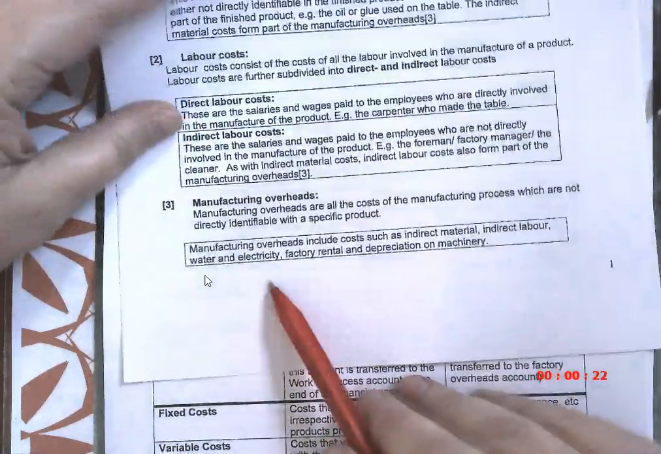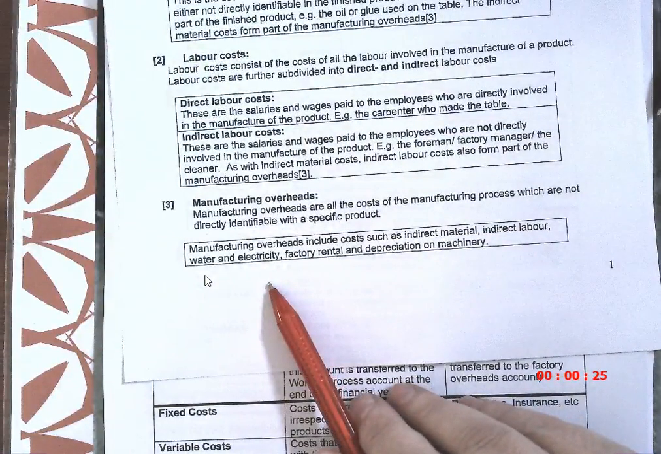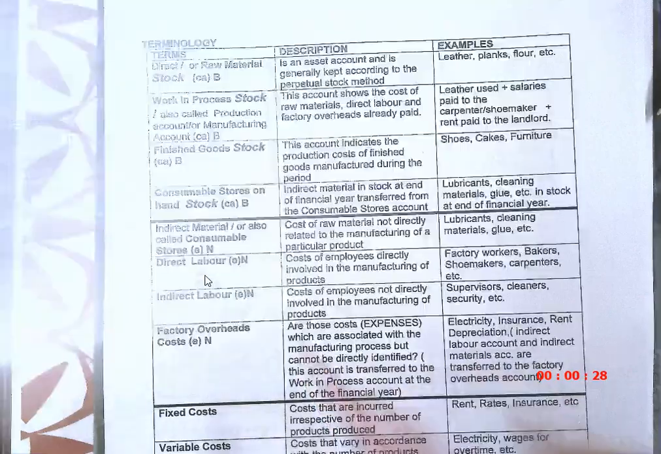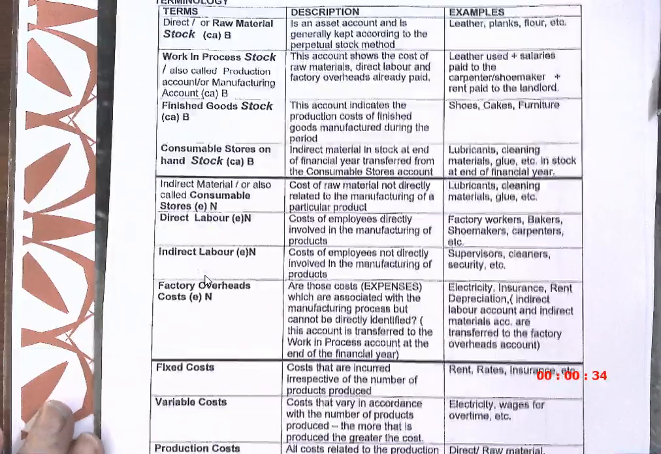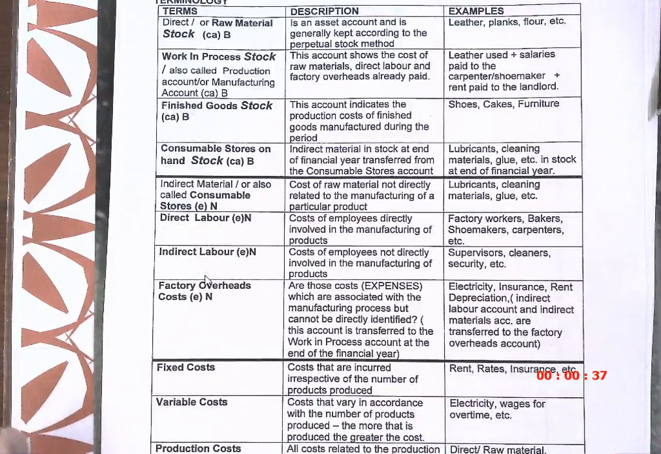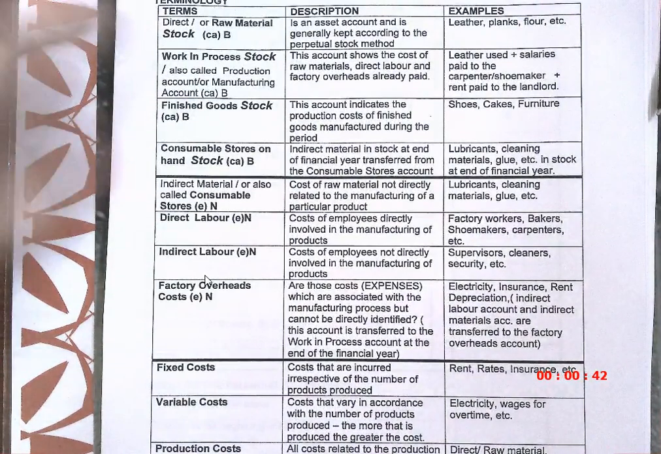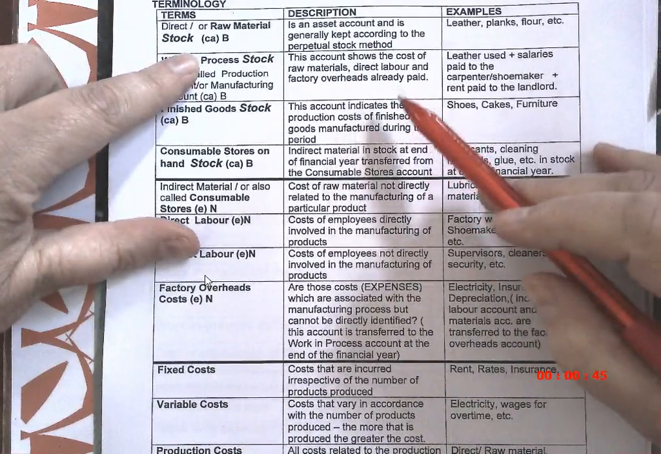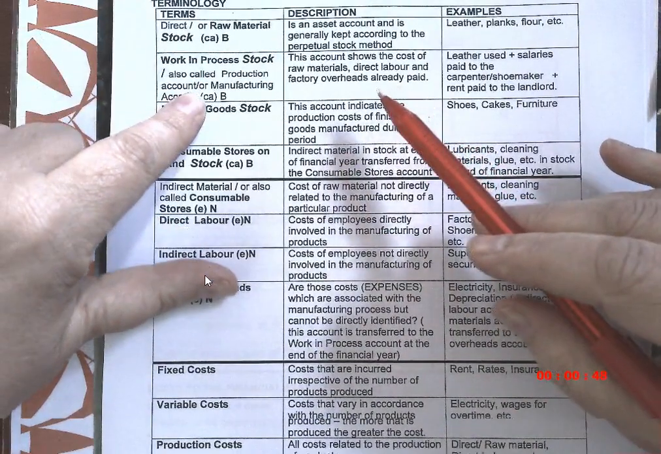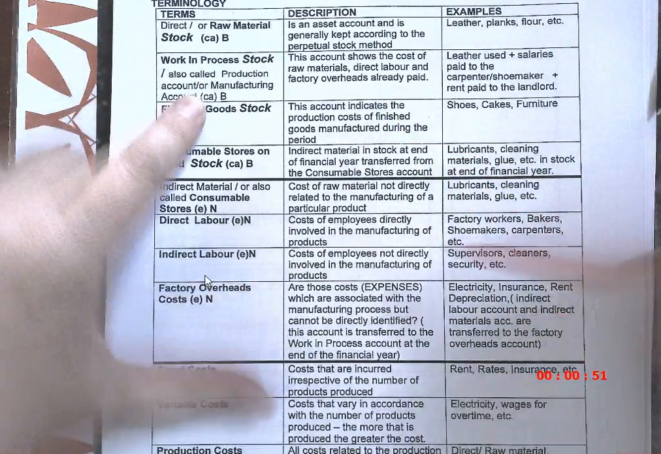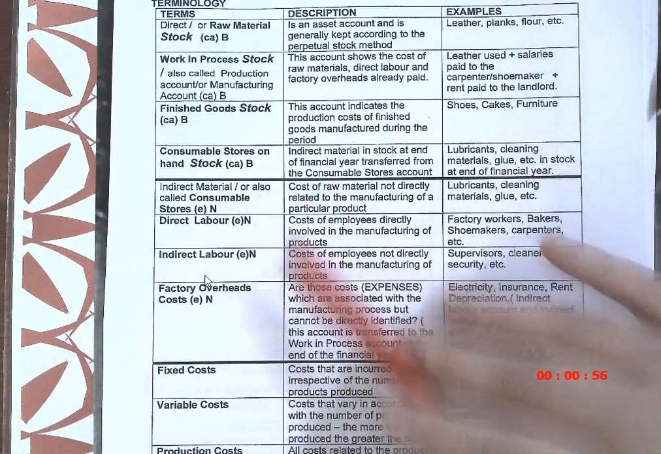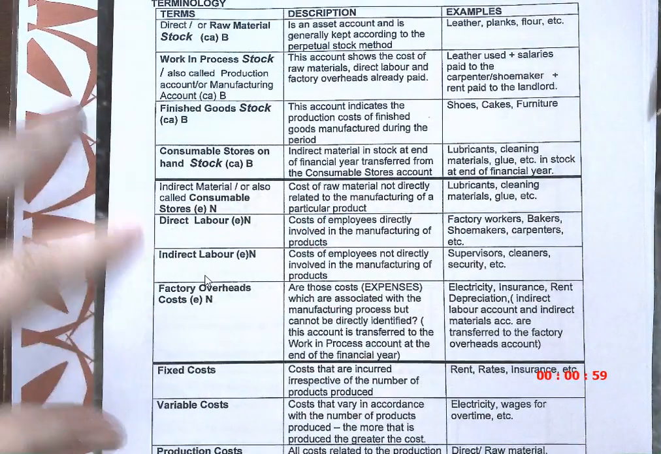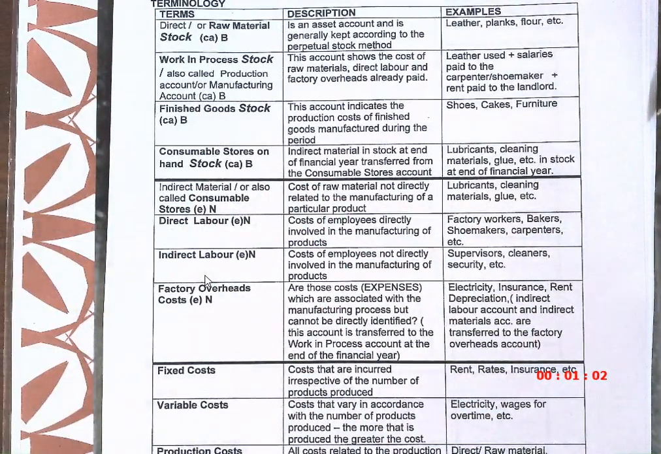Manufacturing overheads, that's all your expenses that are specifically inside the factory. Okay, there's terminology. You can go look. We'll go through them as we work. So I've already mentioned direct or raw material, stock, work in process, also called work in progress, finished goods, consumable stores, direct labor, indirect labor, factory overheads. I will talk about fixed costs and variable costs at a later stage.